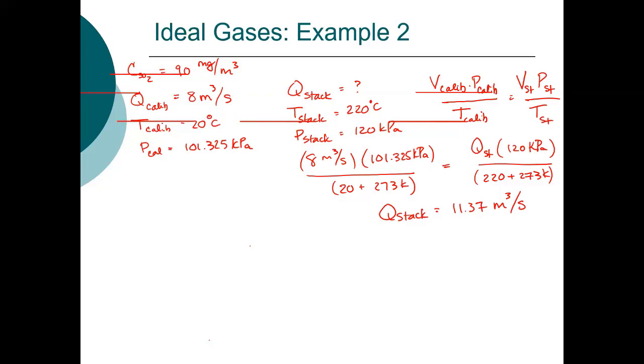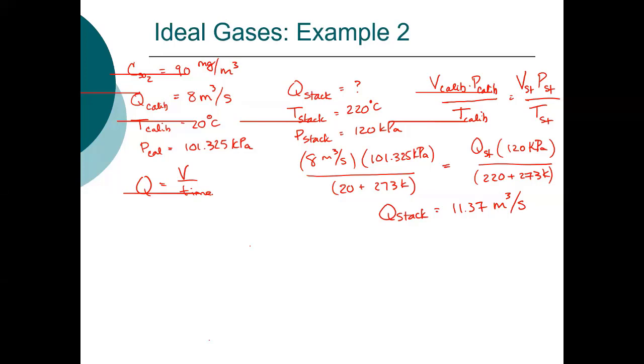Does that make sense? I'm not sure how you got from V to Q there. Q is just V over time. So I just substituted in Q, since we have a volumetric flow rate, basically ignoring the fact that it's per time. And I can only do that because I have a volumetric flow rate. If I had a mass flow rate, I couldn't do that.